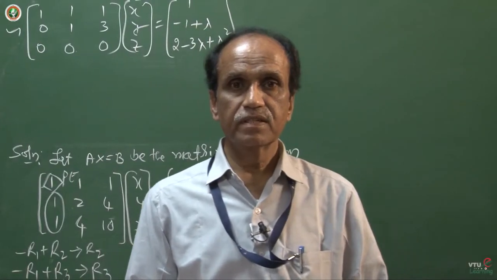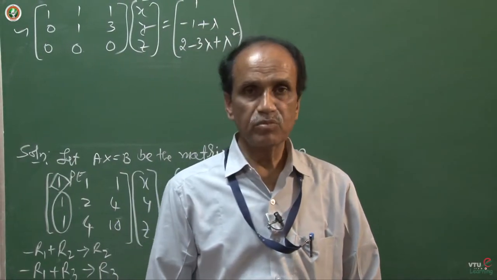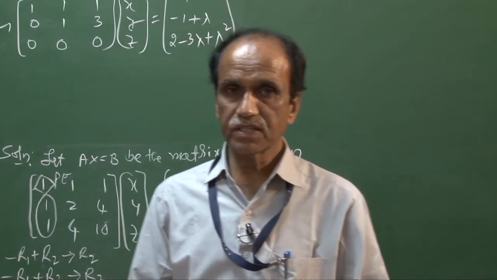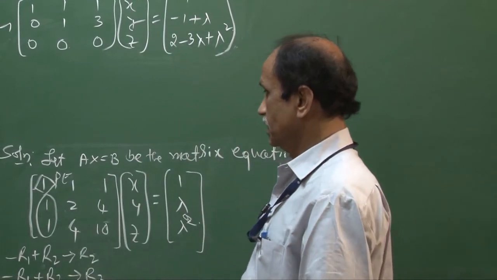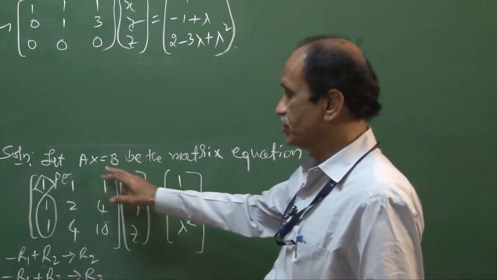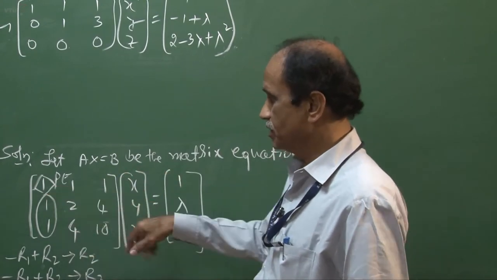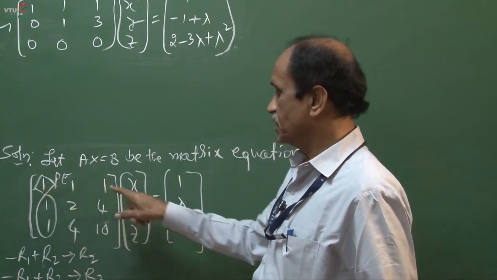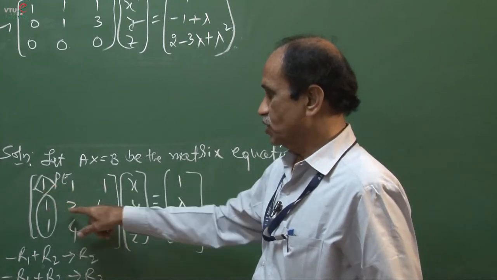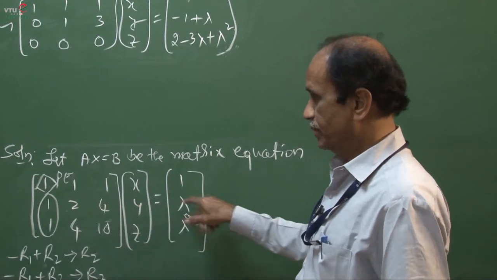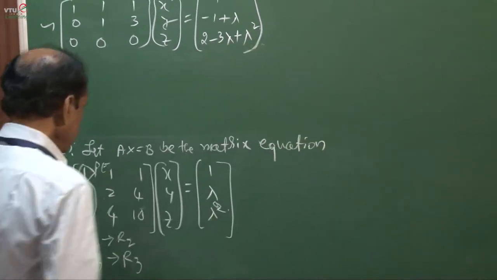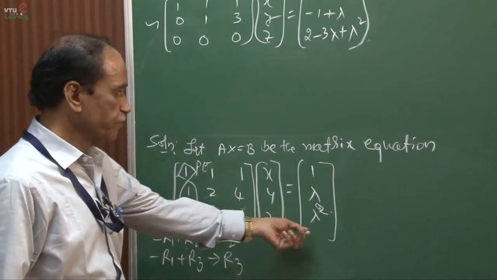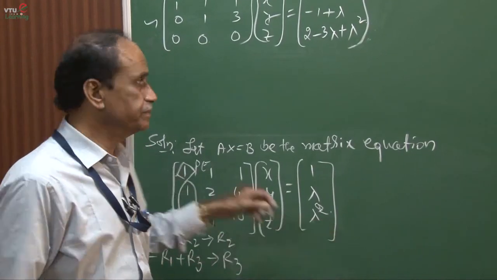Dear students, in my previous discussion, one problem was in the incomplete form, that I shall continue now. The final solution of the matrix equation, which was given in this form, and the system of linear equations were x plus y plus z is equal to 1, and x plus 2y plus 4z is equal to lambda. And the last equation, that is x plus 4y plus 10z is equal to lambda square.